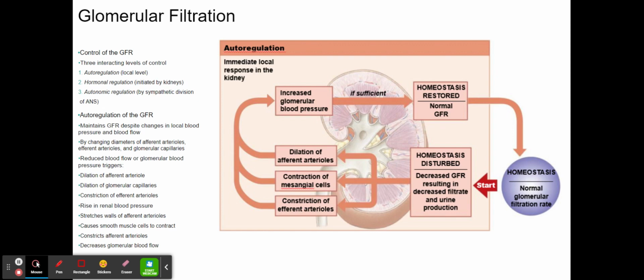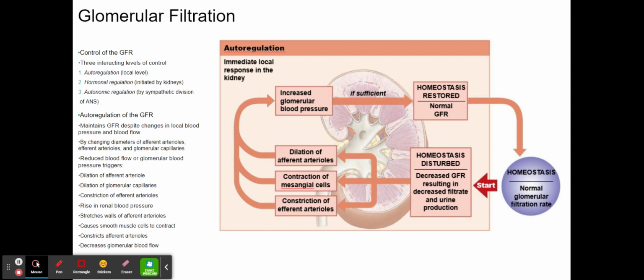Autoregulation, or local blood flow regulation, maintains adequate GFR despite changes in local blood pressures and blood flow. Myogenic mechanisms, or how arteries and arterioles react to an increase or decrease in blood pressure, play a role in the autoregulation of blood flow. Changes to the diameters of efferent arterioles and glomerular capillaries maintain the GFR.